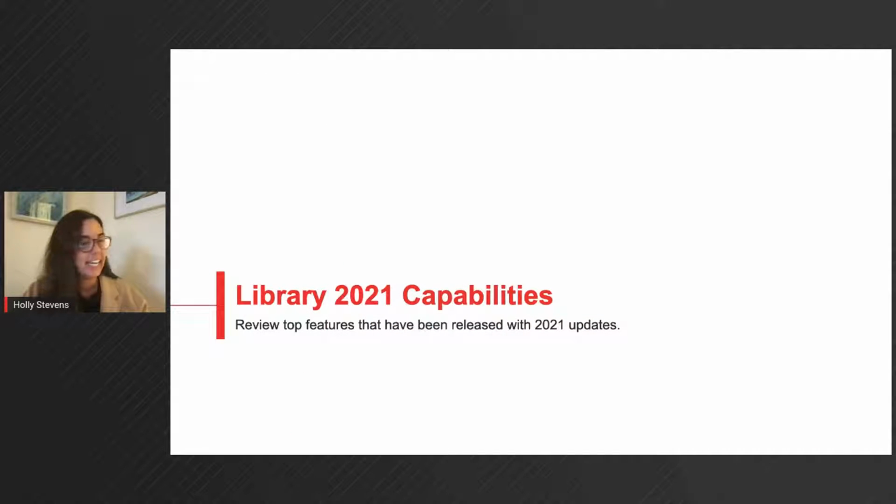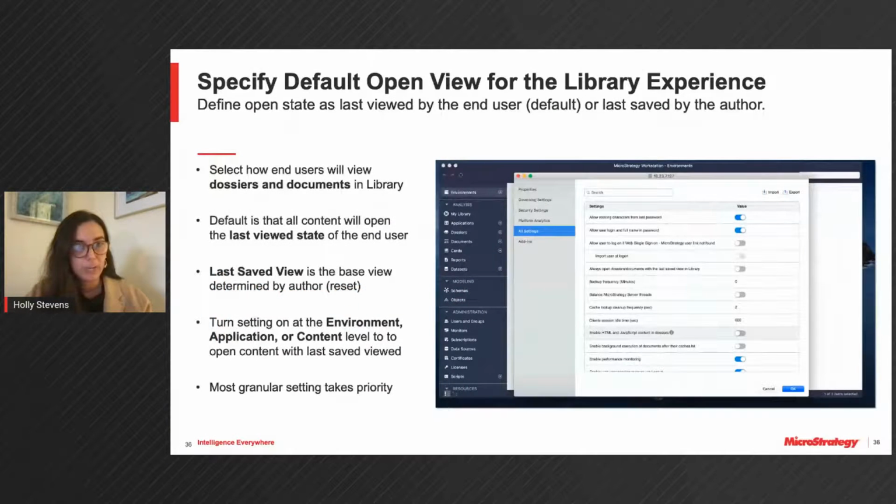All right, so to get into it, the first feature that we'll show you was released with 2021. And the first feature is what we call specify the default open view in Library. So if you go to Library today, the default is that if I'm looking at a dossier and then I go back to Library Home and I go back to that dossier, it preserves the last viewed state that I was on. So if I went to page 2 and I open it up again, I'm still on page 2.